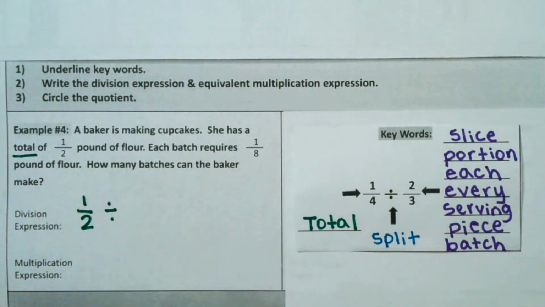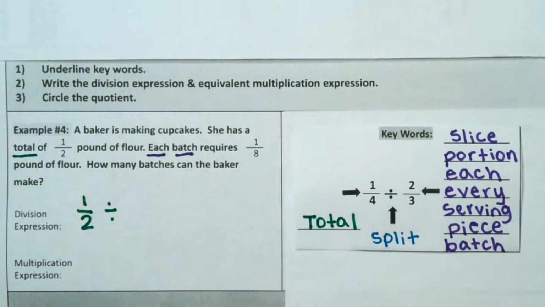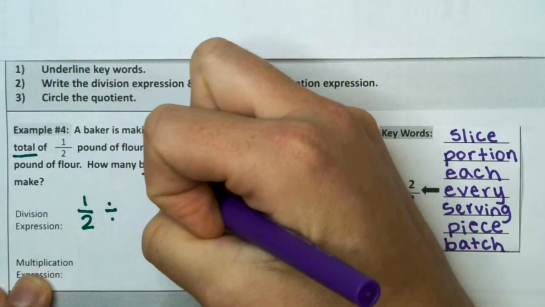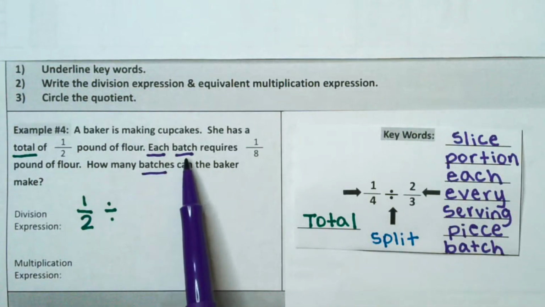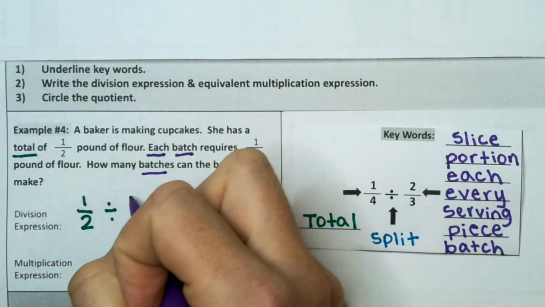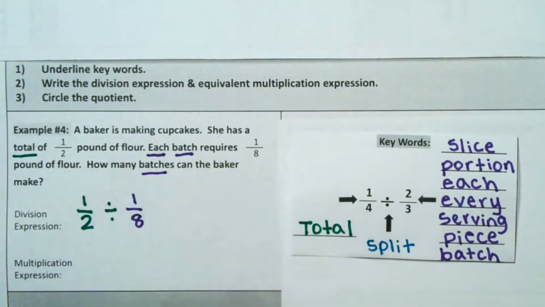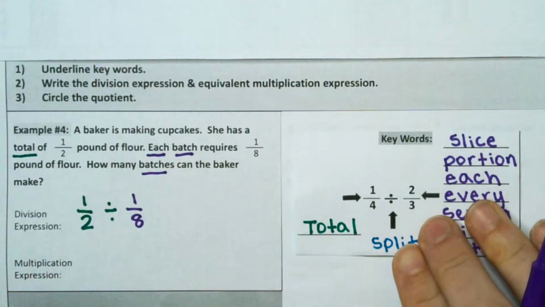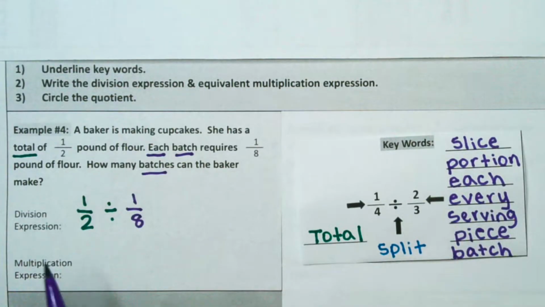And then we have some other keywords too. We have each, batch, and then we also have batches. Each and batch are words that tell us that'll be our second number in our division expression. So we can write 1/8 here. The reason why this matters is because your answer for 1/2 divided by 1/8 is different from 1/8 divided by 1/2. So you have to set this division expression up correctly.